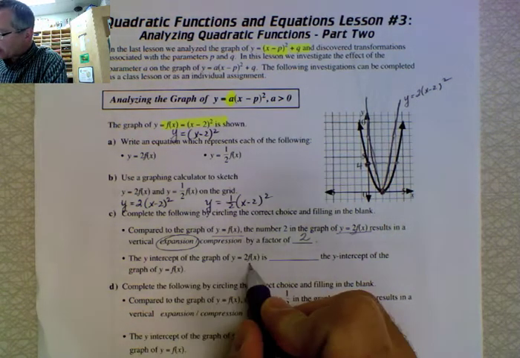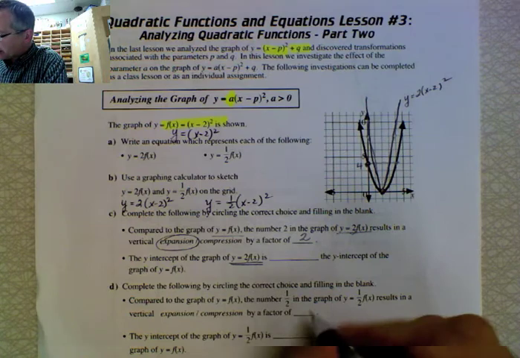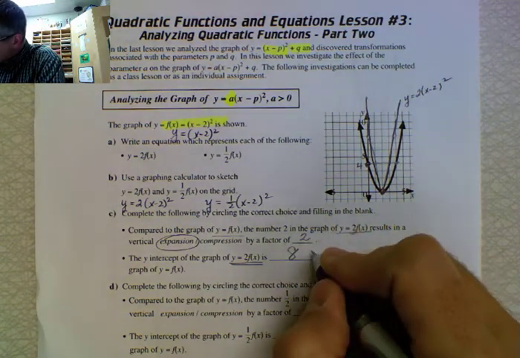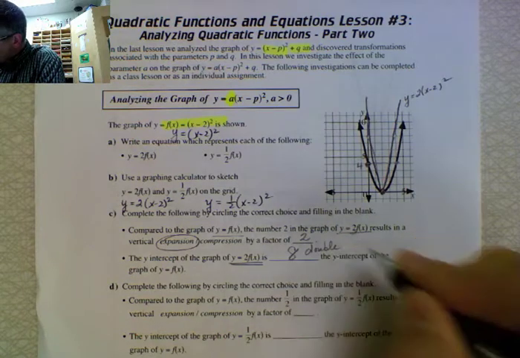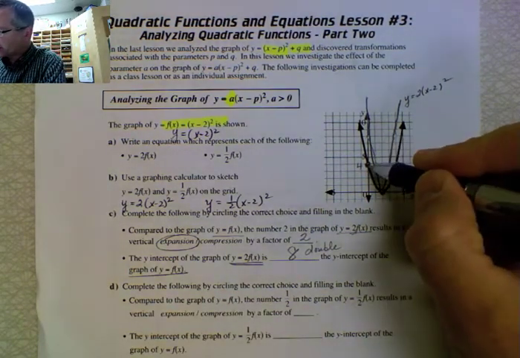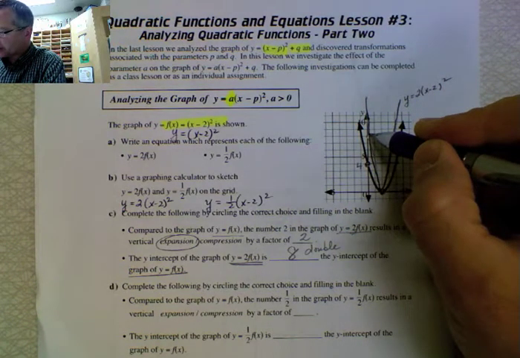The y-intercept of our new graph is at 8. And it is double the y-intercept of our graph f of x. Our y-intercept went from 4 up to 8, so it doubled.